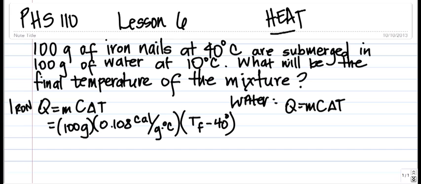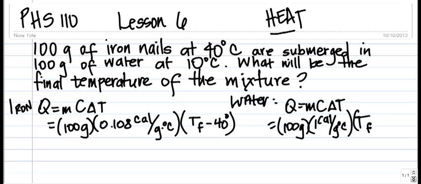Well, final is what we're looking for, and our initial temperature of the iron was 40 degrees. So now I can come over here and I can do it again for my water. So my Q equals my mass of my water times my specific heat capacity of water, in calories is 1 calorie per gram degree Celsius. And then my change in temperature, we're looking for the final of the mixture, minus 10 degrees C.